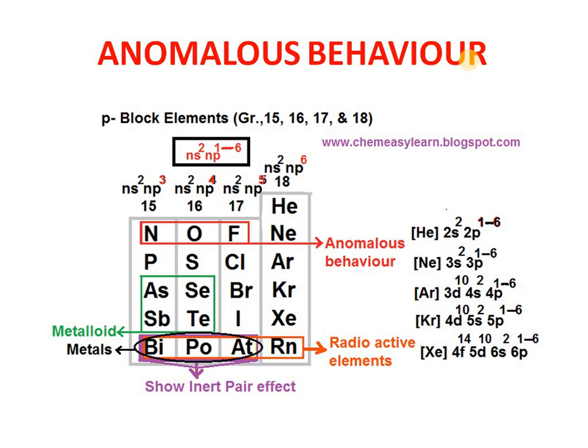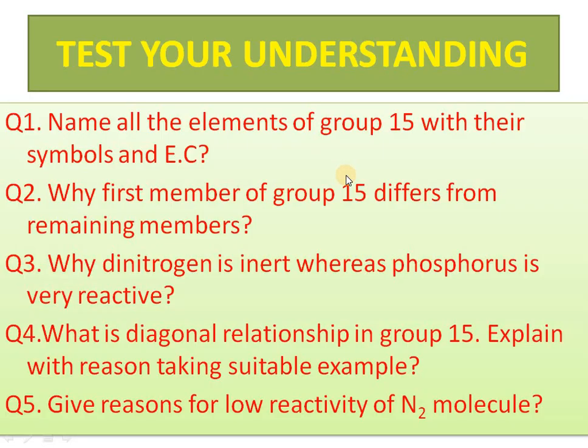Anomalous behavior, I have covered in the last videos on basic concepts of inorganic chemistry. Anomalous behavior is in your book also, and the inert pair effect, these are two more very important topics in this. So now these are the questions you should do yourself. Name all the elements of group 15 with the symbols and electronic configuration. I think you can do that. Why does the first member of group 15 differ from the remaining members? That is the anomalous behavior we have discussed just now.